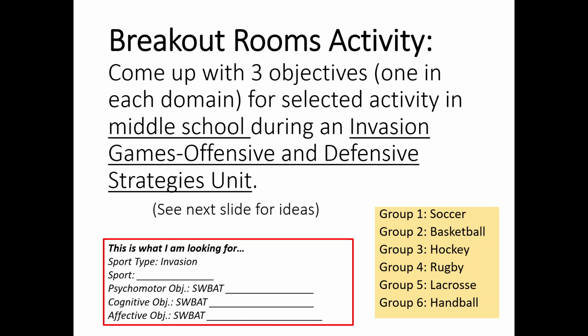All right, so you can choose any of those sports that you want. And imagine you're teaching these sports at the middle school level, and you're teaching offensive and defensive strategies for one of the sports that you choose here. So what I'm looking for, this is how you'll get your points, is your sport type is invasion. I already chose that for you. Tell me which sport you chose right here. And then write a psychomotor objective, a cognitive objective, and an affective objective.